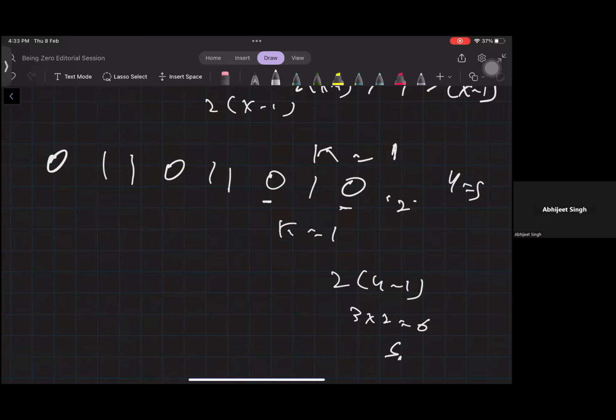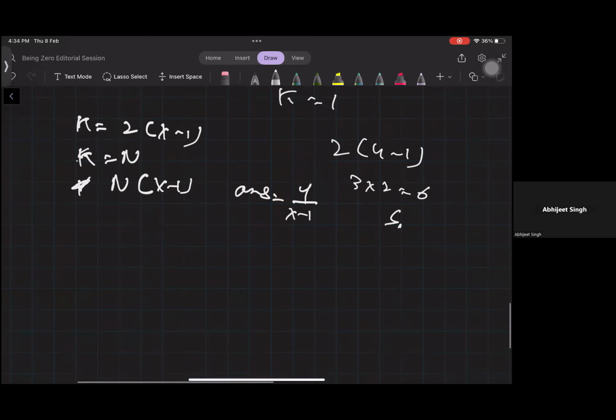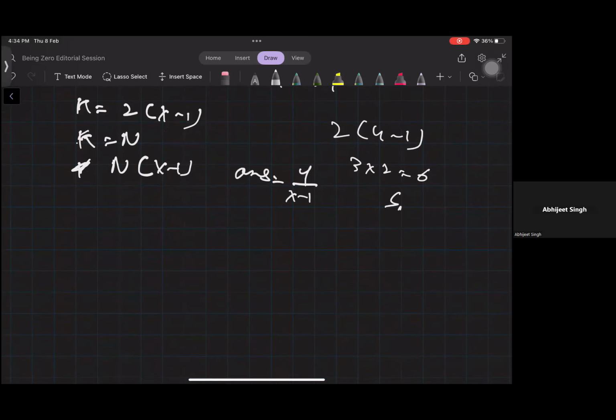So as said above, for k to be 2 there should be at least 2 into x minus 1, and for k to be n, it should be at least n into x minus 1. So hence the formula works. The answer is equal to y by x minus 1. So we can use this formula to simply get the largest number k such that between any two occurrences of 0, there are at least k ones.